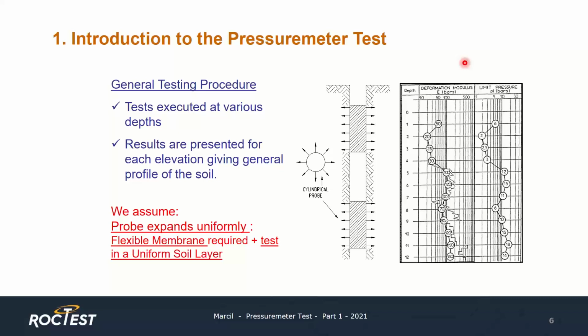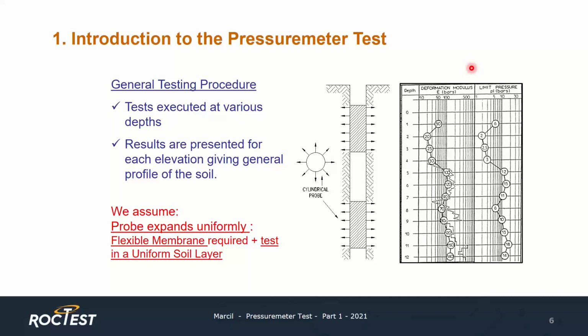Pressure meter tests are normally carried out at different depths in the same borehole. The results are typically integrated to give a stiffness and strength profile of the soil. Common spacing between the tests varies from 1 to 3 meters. The borehole should not be made in a single pass, but in steps.